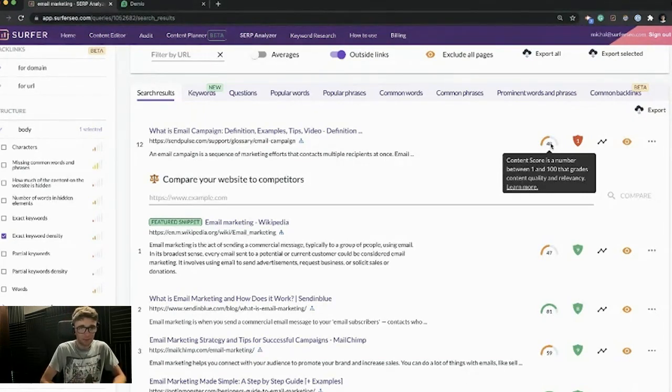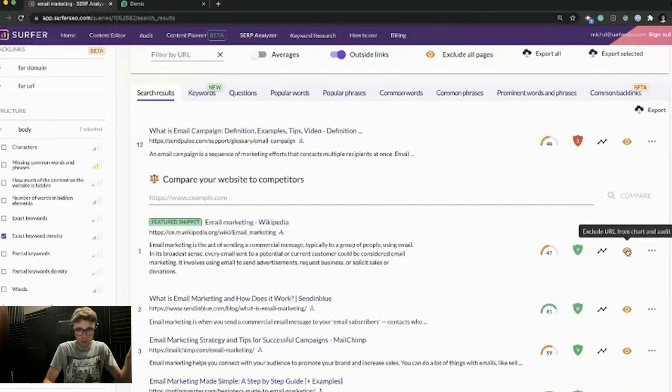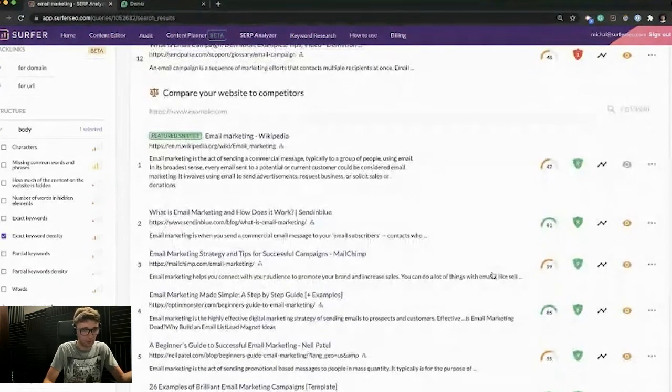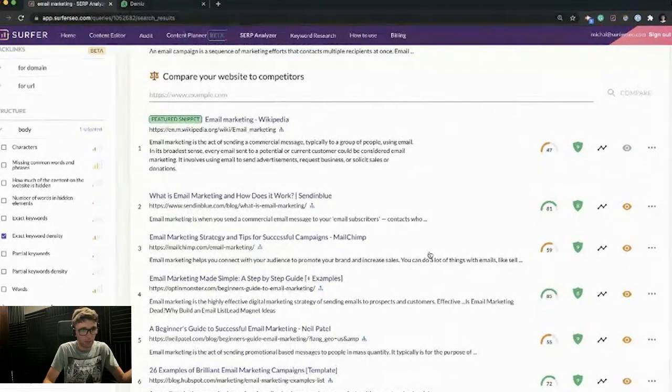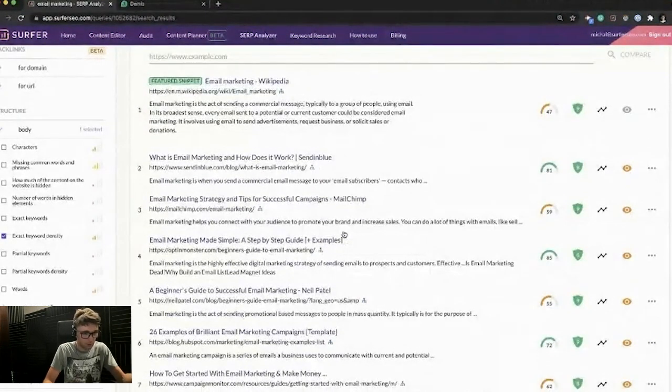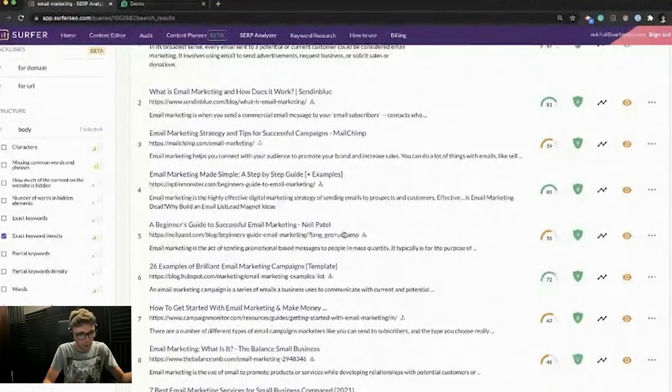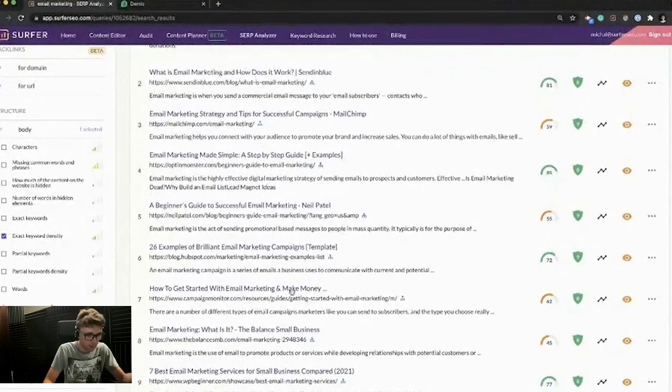So let's dive in. Let's remove Wikipedia from the chart. I will exclude them because they are not the competitors. Let's take a look. Everyone is writing about email marketing strategies: what it is, kind of a definition and this kind of stuff, how to get started, services and so on. So in general, we have a homogeneous set of competitors ranking for this keyword that are rather strong domains. This is important.